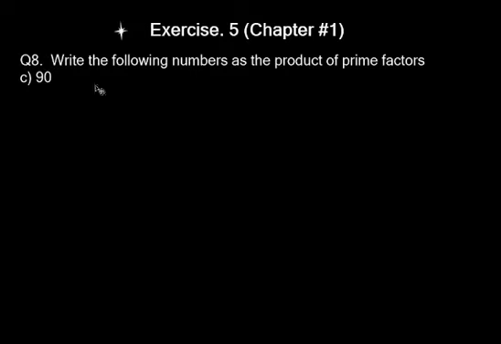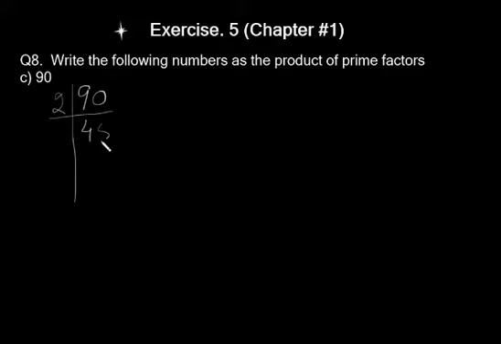In question number 8, it says write the following number as the product of prime factors. So I'm going to solve this part C, in which the number is 90. So we use once again the same technique. 90 is the given number and you will be finding all the prime factors. So it means that you will be dividing by prime numbers on this side. Let's start with the 2, because 2 is a prime number and 90 is an even number, so you can divide 90 by 2.